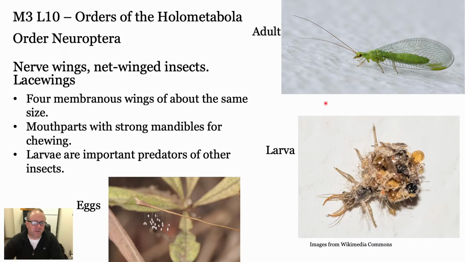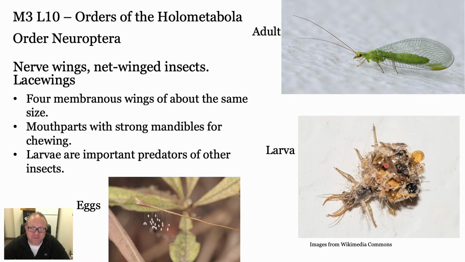Next order is the Neuroptera. These are the nerve wings or net-winged insects. They're really, really cool. These you can find at night around here all over the place. Go out in the summertime on a warm night. They'll be hanging out by lights, and they look so cute, these little green things, and they're actually really voracious predators. This is what this thing looks like as an immature. Talk about ugly to kind of cute.